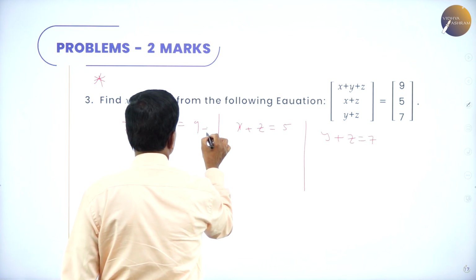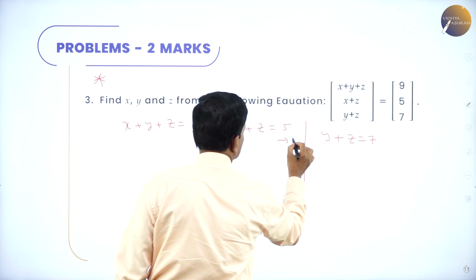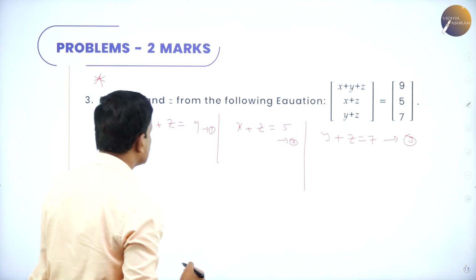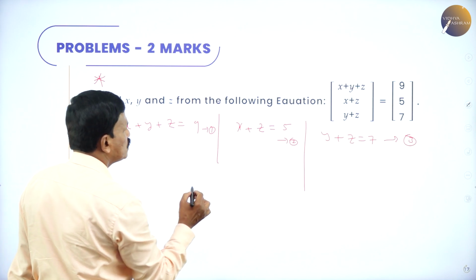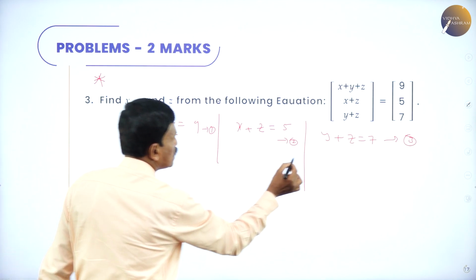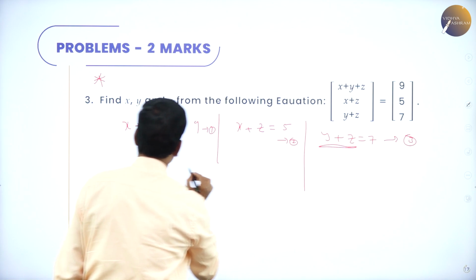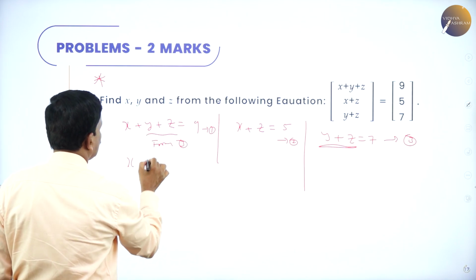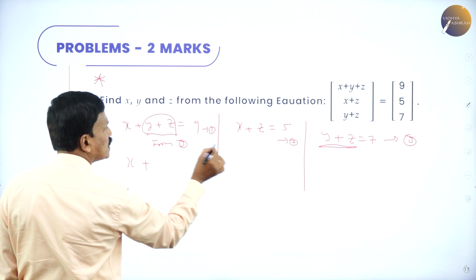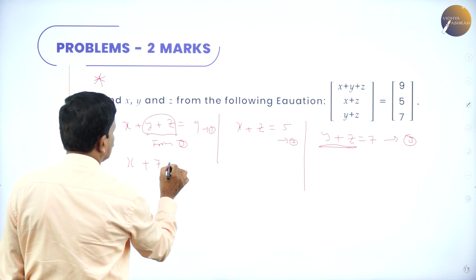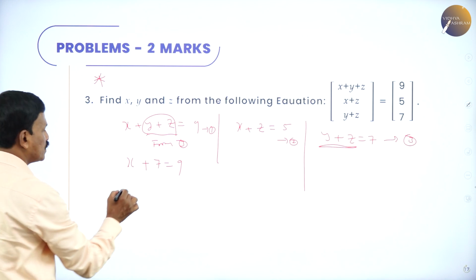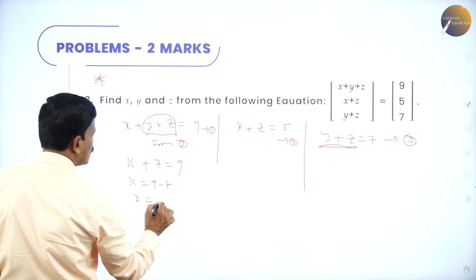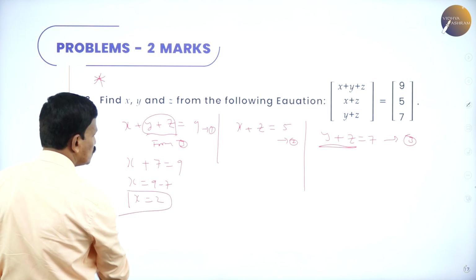So let us represent this as equation number 1, this as equation number 2, this as equation number 3. Now, just substitute the value. So what is y plus z? From equation number 3, this y plus z is equal to 7. So x plus 7 is equal to 9, which means x is equal to 9 minus 7. Therefore, x is equal to 2.